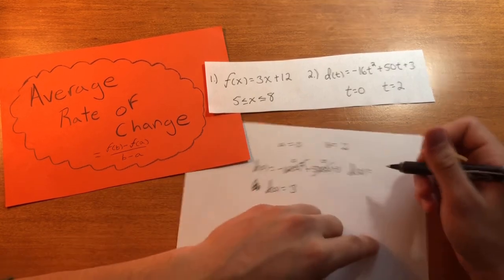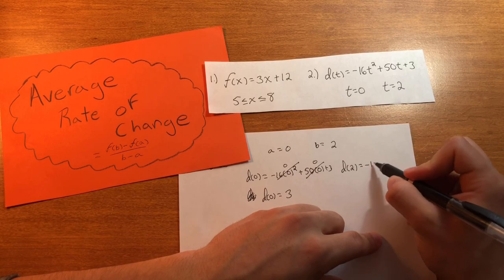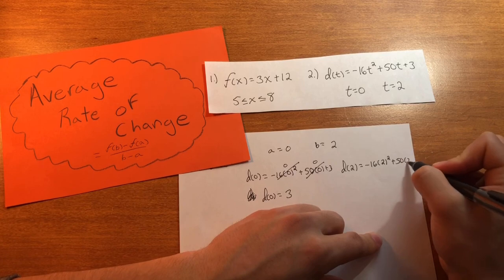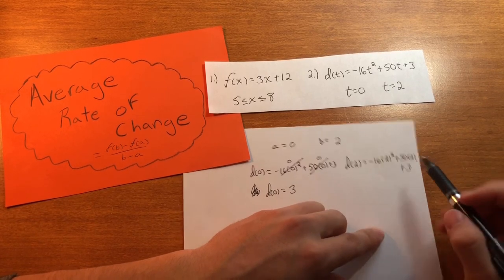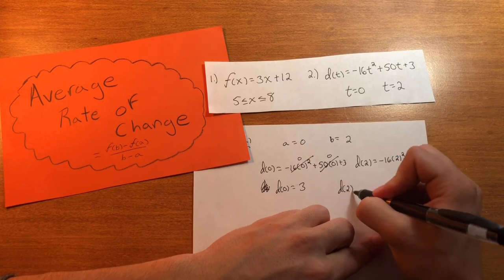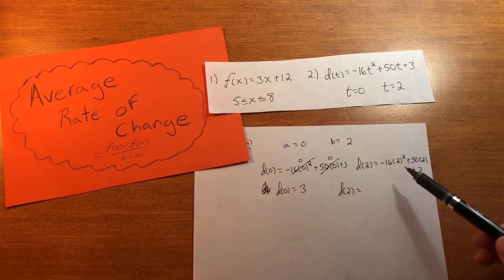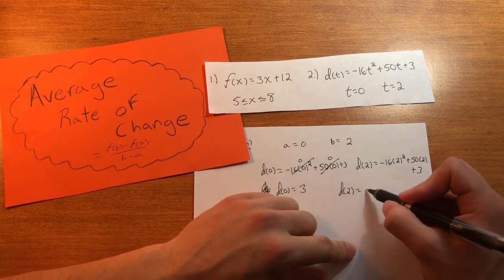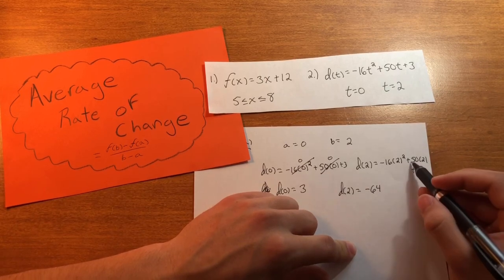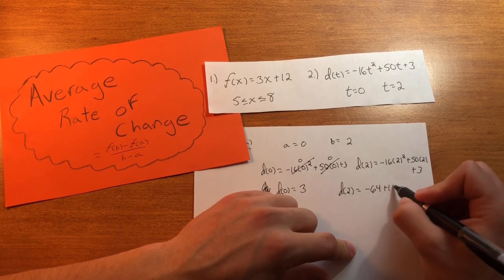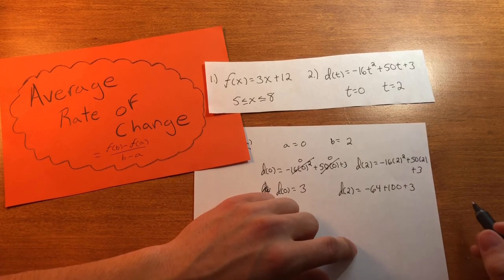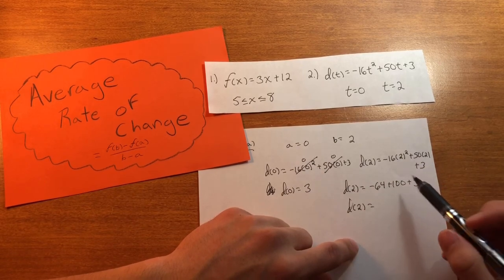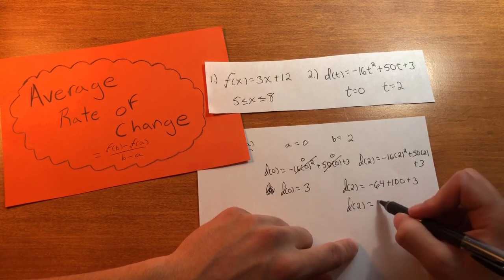Now d of 2, okay, that's going to be negative 16 times 2 squared plus 50 times 2 plus 3, okay? All right, so 2 squared is going to be 4 times negative 16 is negative 64, okay? 50 times 2 is 100, so plus 100 plus 3, okay? All right. And then that means that d of 2 equals, well, let's see. This is going to be 36 plus 3, 39.